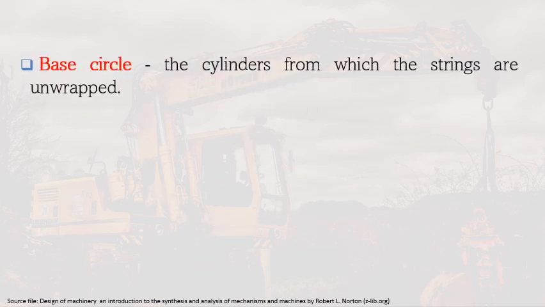So we have here some terminologies that we will encounter in the succeeding presentation. The first one is what we call the base circle. The base circle is the cylinder from which the strings of this involute are unwrapped. So when you draw the involute, the basis for drawing them is the base circle.